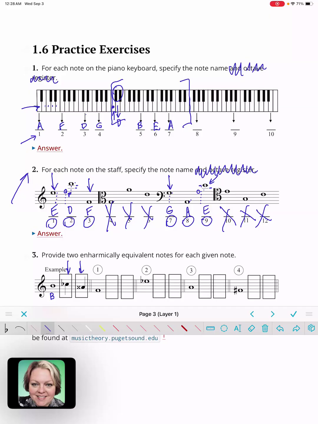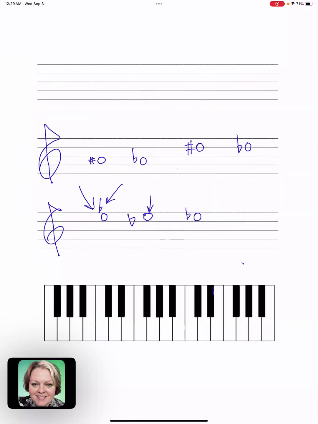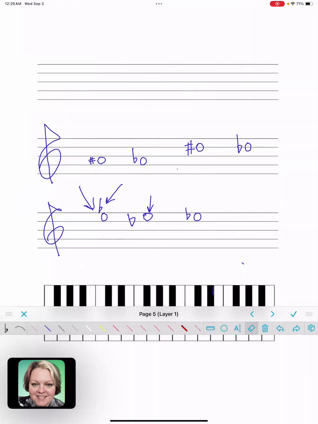So, what does this look like when we're actually doing it? All right, number 1, we've got to identify this note. It's a space note in treble clef. It's the bottom space, so we know that that is an F. Now what I'm going to do is flip back to this page. And the first thing I'm going to do is erase some of this stuff to get it out of the way.